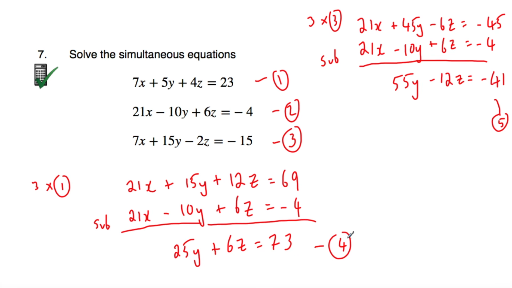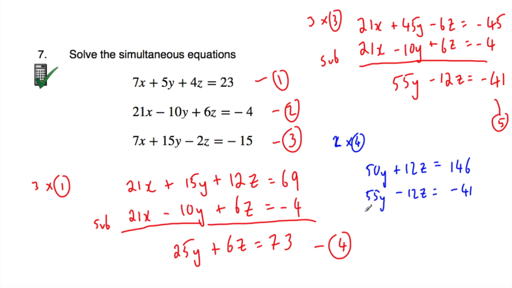Now, if we have a look at equation 4 and equation 5, we've got one equation with 6z and another equation with minus 12z. I'm going to double equation 4. So let's do 2 times equation 4 and see what we get. So double equation 4. So that'll be 50y plus 12z equals 146. So here we've just doubled equation 4. And let's write equation 5 beneath it. So 55y minus 12z equals negative 41. So we've got equation 4 and we've doubled it, and we've got equation 5 there.